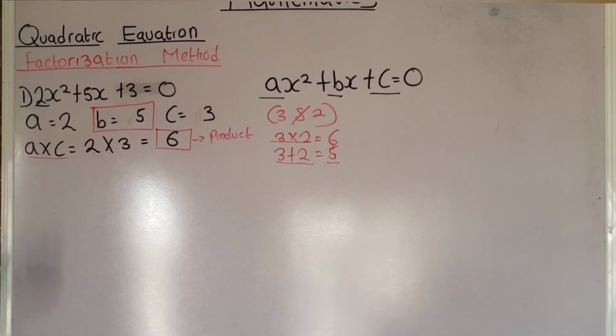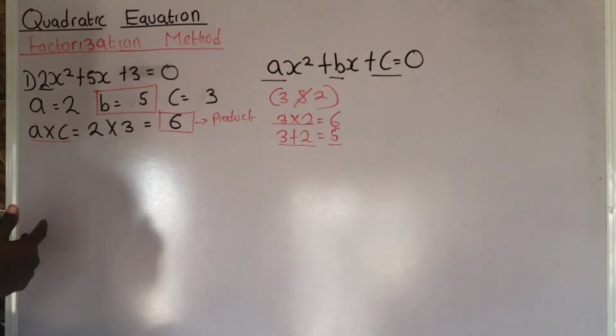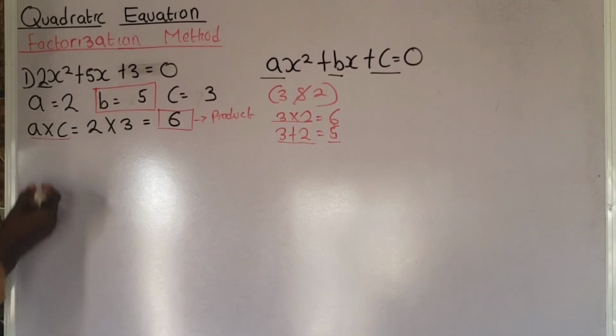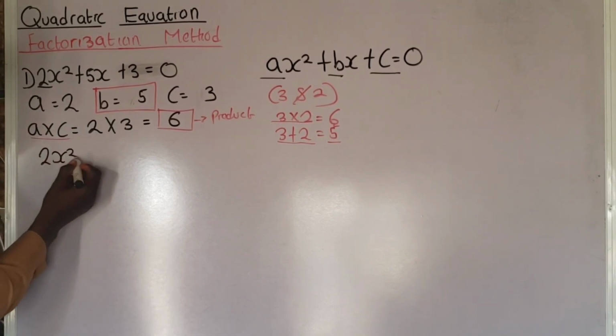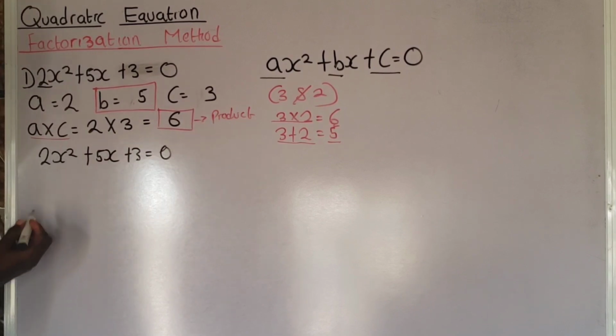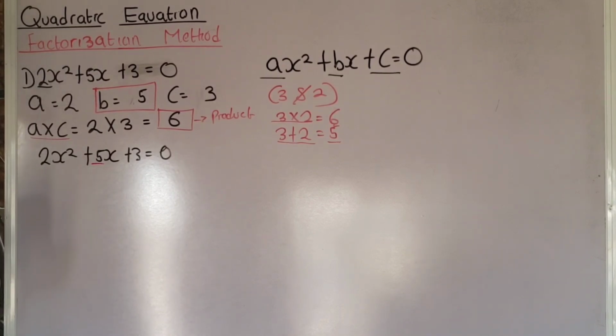Now, the next step is to replace the second term by the sum of these two numbers. Listen again. You have to replace the second term in this quadratic equation by these two numbers. The quadratic equation is 2x squared plus 5x plus 3 equals 0. Now, I'm going to replace the second term. The second term is B, and B is 5. So I'm going to replace 5 by 3 and 2, by their sum.